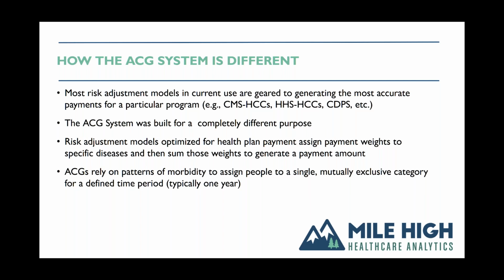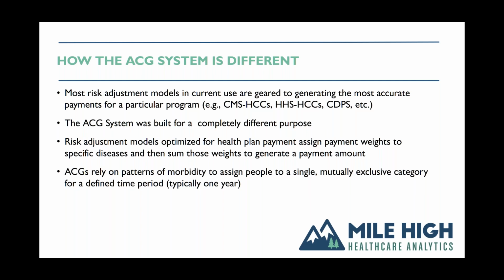Most of the systems that are out there are focused on plan payment, and they do a reasonably good job. They do that, as most people know if you work in a risk adjustment system, with a series of categories, whether they're called HCCs or CDPS categories, for a list of diseases, and they assign a weight to those, and you add them up and you get a payment weight. The ACGs work very different.